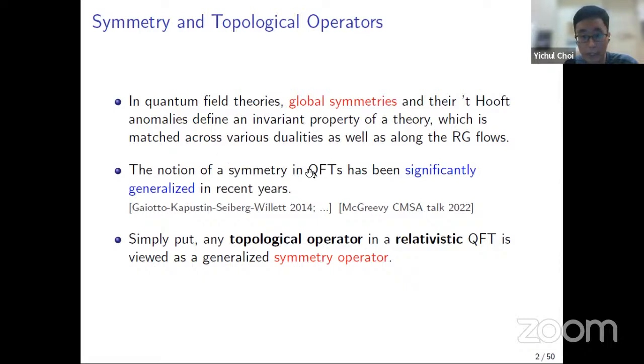Then the notion of a symmetry in QFTs has been significantly generalized in the past decade. This was started by the pioneering paper by Gaiotto, Kapustin, Seiberg, and Willett. Also please check out this brief review talk by Professor McGreevy that was given at this seminar series a few months ago. I'm going to slowly motivate this, but in a single sentence, the main philosophy behind these generalized symmetries is that we view any topological operator in a relativistic QFT as a symmetry operator in a generalized sense. And let's try to see how that comes about.